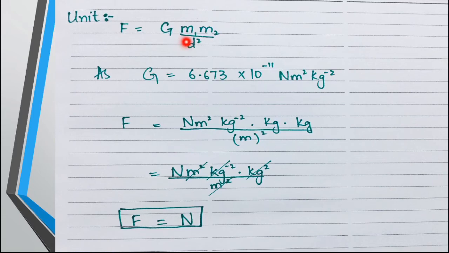Mass m1 and m2 are both masses, and the unit of mass is kilogram. While d is the distance between them, and the unit of distance is meter. Now if we solve this equation and cancel the meter square with the meter square, and kilogram square with the kilogram square, we will get the unit of force, which is the Newton. So the gravitational force is a force and it is also measured in newtons.